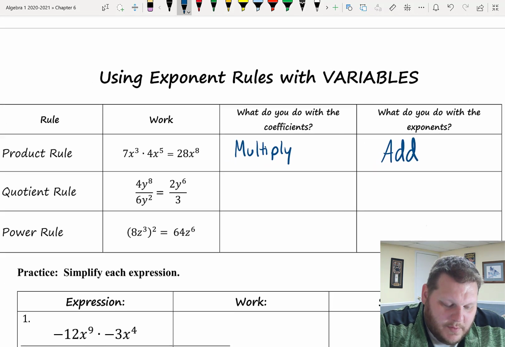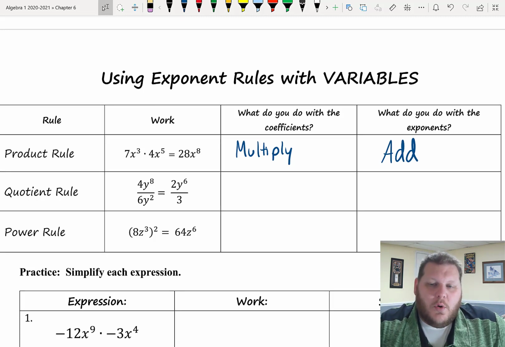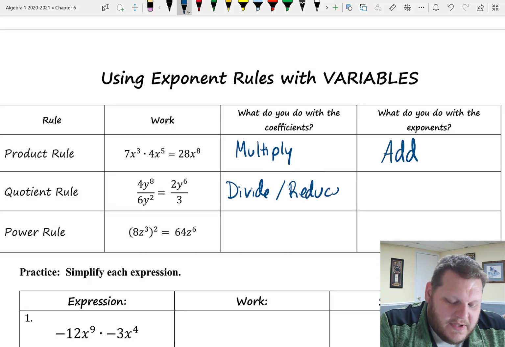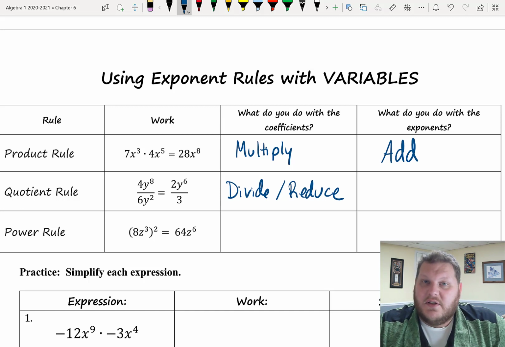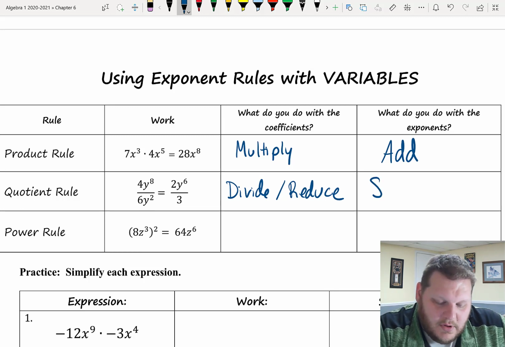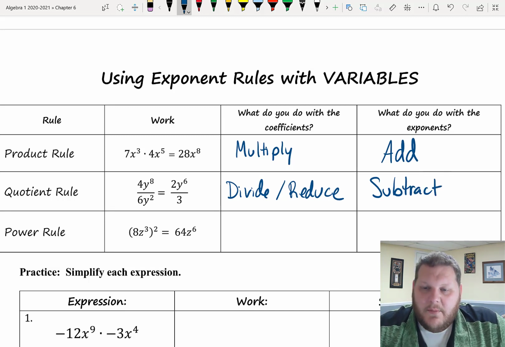For the middle one here, this is what we call our quotient rule. Quotient being the fancy term for what the answer is when you divide. Right? Quotient means division. So in quotient rule, with our coefficients, you can call this one of two ways. We're going to divide the coefficients, or we can say we're going to reduce them if it's a fraction and it doesn't divide perfectly. We're either dividing or reducing our coefficients. And then for our exponents, we're going to subtract those exponents. Right? 8 minus 2 being 6.